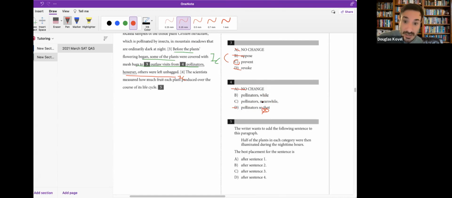So if I look at "meanwhile," this has the exact same problem, however does. It's one of our conjunctive adverbs. "Meanwhile, others were left unbagged." That would be an independent clause. So I can't separate that from my first independent clause by a comma.